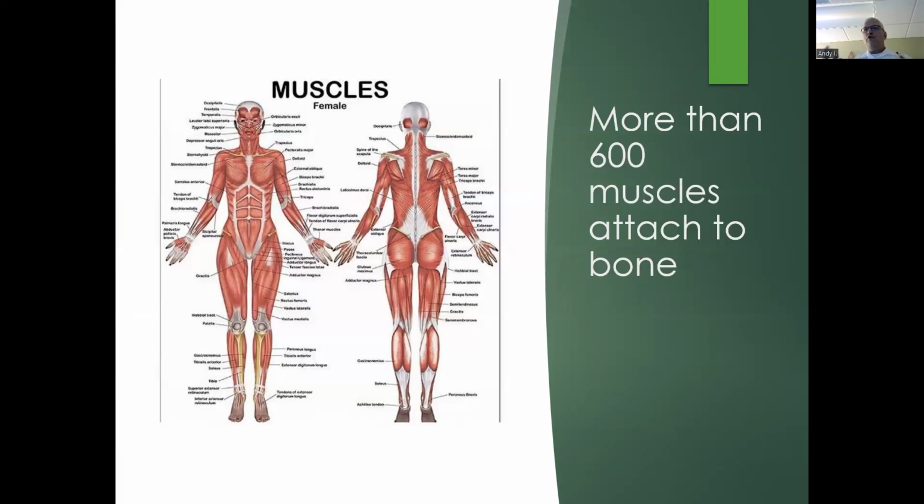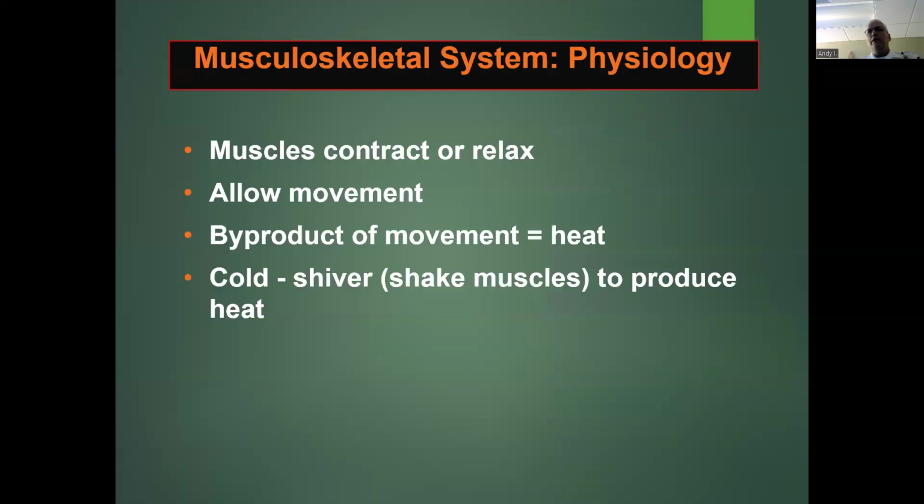So if you haven't figured out by now that the human body is an amazing thing, I say that over and over again. It is. Think about what it takes for just simple movements. There's over 600 muscles in your body that are attached to bone. That's just attached to bone. That's not how many muscles you have in your body. That's what are attached to the bone, though.